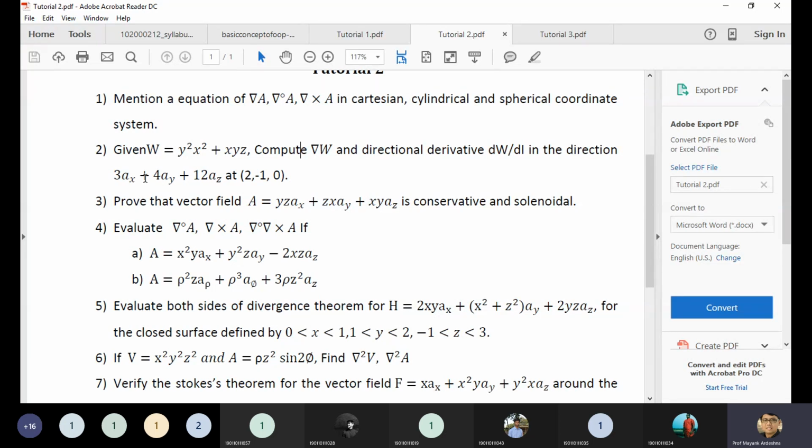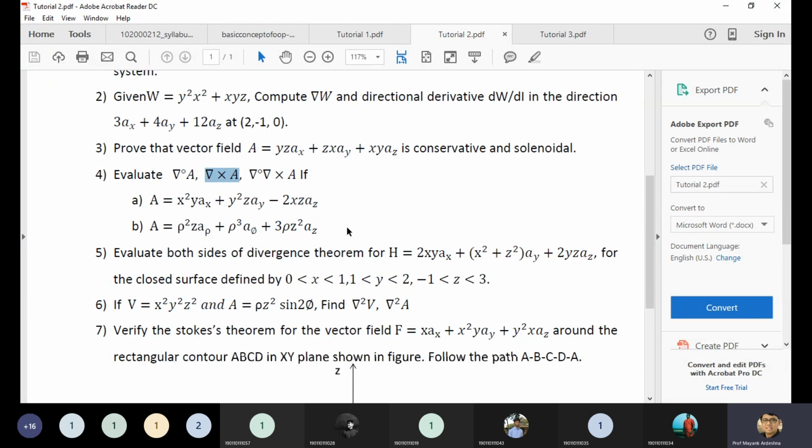For example 4, you have to evaluate the divergence of A, del cross A, the divergence of the curl of A. The vectors A and B are already given to you. First of all, you can easily find these in the Cartesian coordinate system. For that, you should know what del dot A is in the Cartesian coordinate system. Then you can solve it.